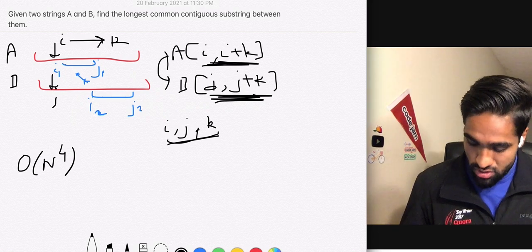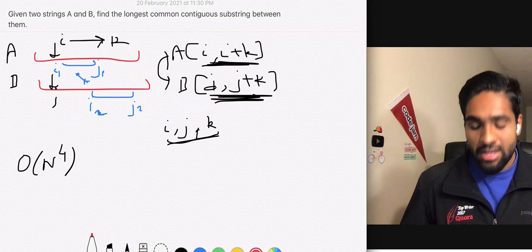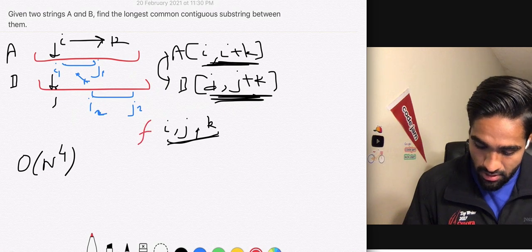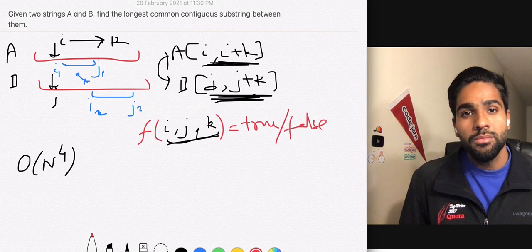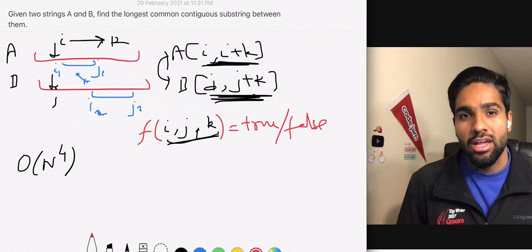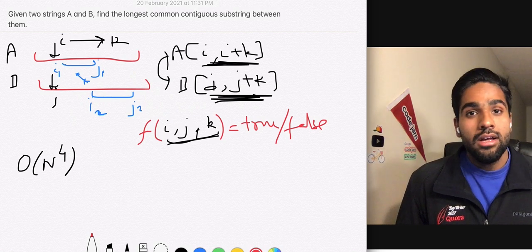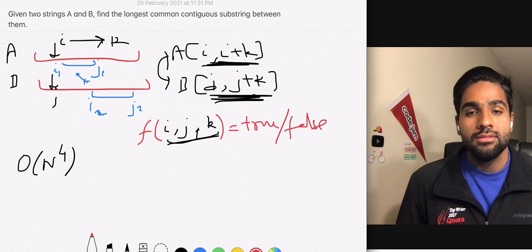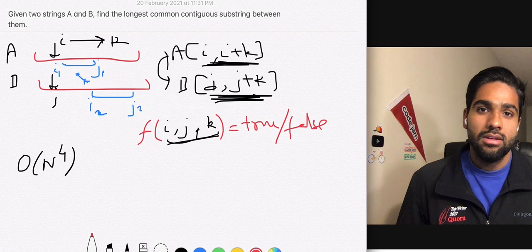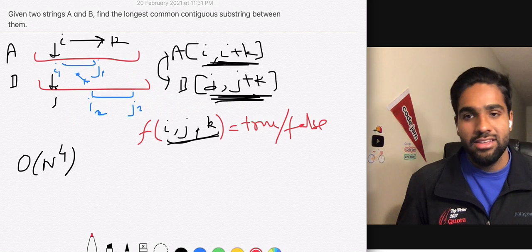The first observation that we need to make is, let's say we represent f of i, j, k as true or false, denoting whether there is a substring of length k that starts at position I in string A and at position j in string B. We are trying to determine f of ijk for all possible values of ijk, and then basically our answer is the largest k such that f of ijk is true, right?